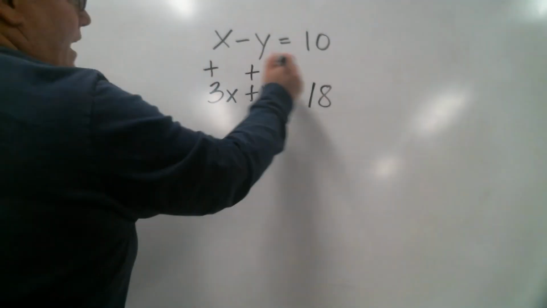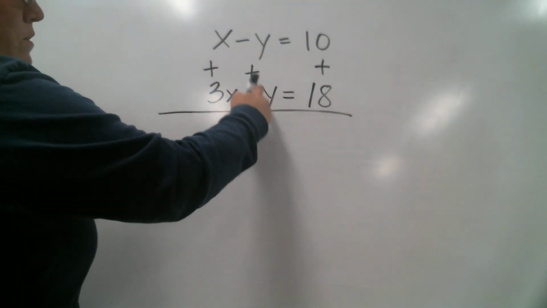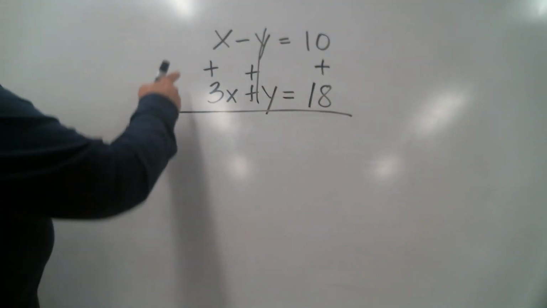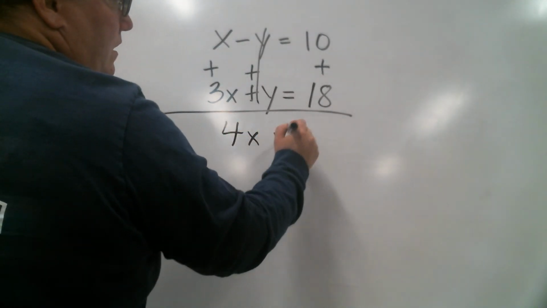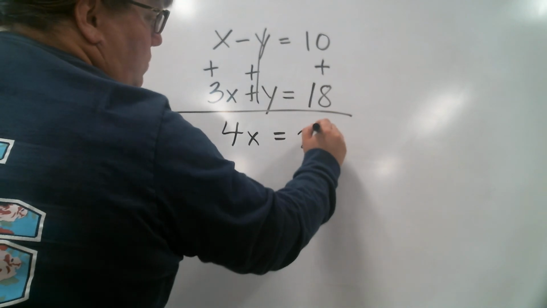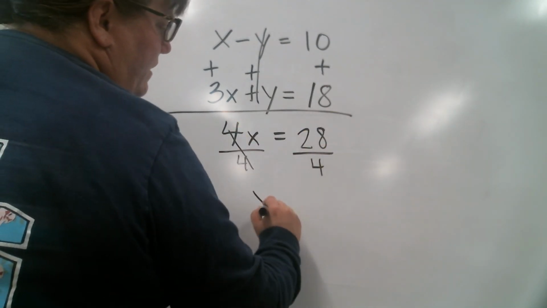So I'm going to have to add on each of them. So negative y plus positive y just cancels out. X plus 3x would give me 4x. And then 10 plus 18 is 28. When I divide by 4, I get x equals 7.